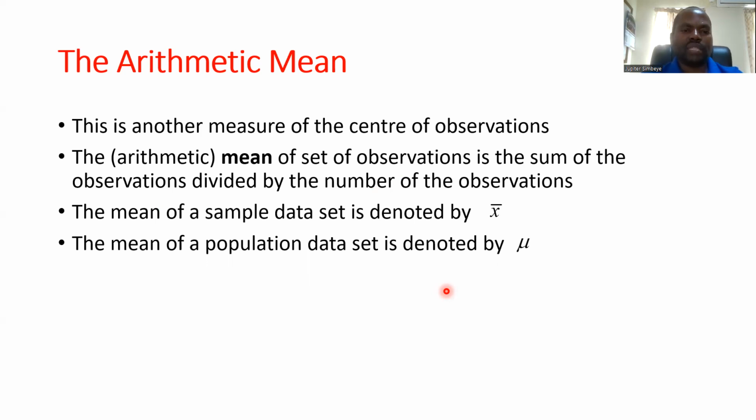So the arithmetic mean of a set of observations is the sum of the observations divided by the number of the observations. So the mean of a sample data set is denoted by X bar, or it could be Y bar, if X is representing observations, or Y is representing observations. The mean of a population data set is denoted by mu. So this notation here is a Greek letter mu, spelled M-U.